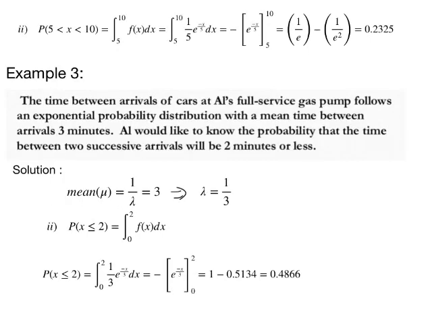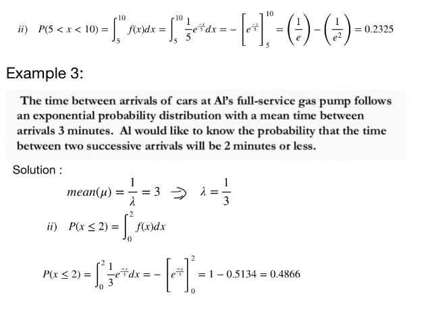The second case, the call ends between 5 and 10 minutes. We will have it as P of 5 less than x less than 10. The lower limit will be 5 and the upper limit will be 10. Putting in all the f of x values and simplifying, we get the value as 0.2325.